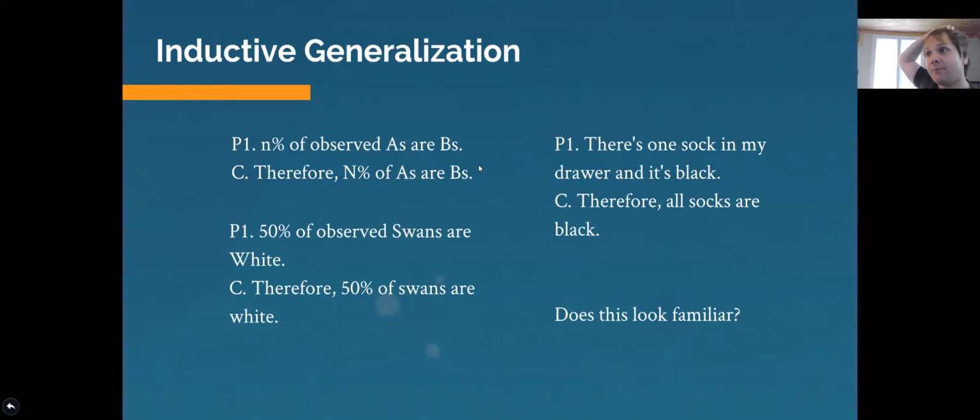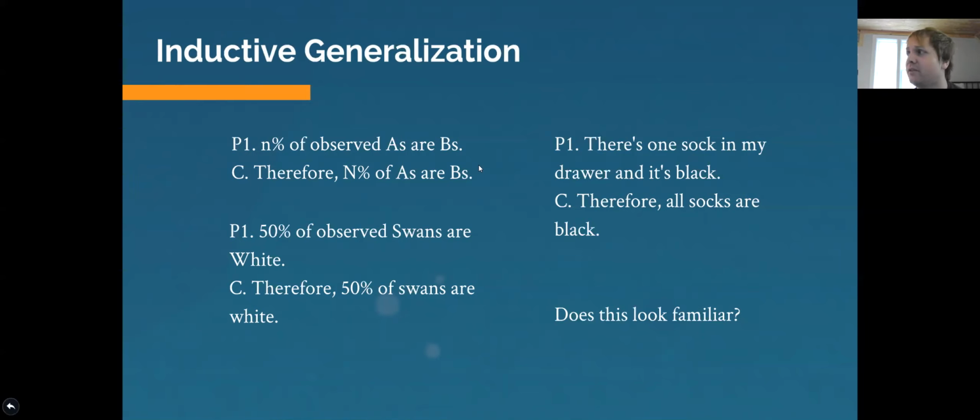Last time we encountered this argument pattern, and this is why I'm stressing this point, was in the context of what we call the hasty generalization. A really simple version of a hasty generalization might look like the argument on the right here. There's one sock in my drawer and it's black, therefore all socks are black. Right? Without knowing enough about my drawer, we might say that in fact that's a little too quick.